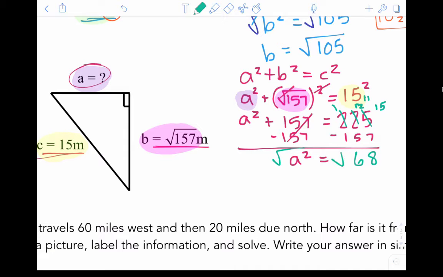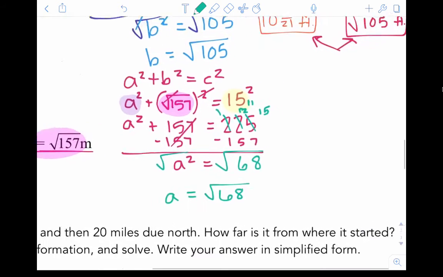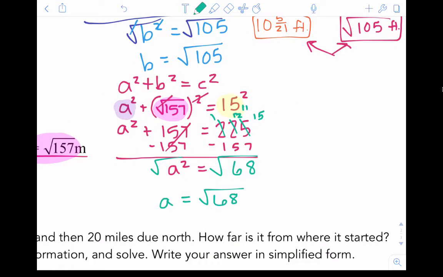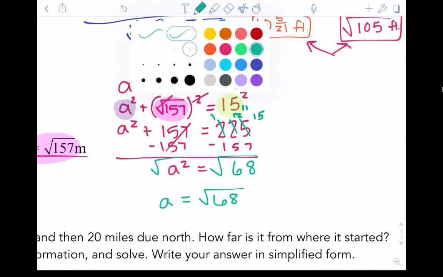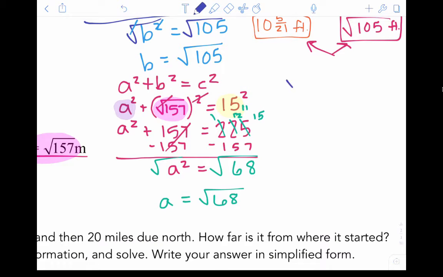Now I'm going to take the square root of both sides to figure out what a is. And so a is equal to square root of 68. And I don't know what square root of 68 is yet. So now I need to come over and I need to estimate my answer. So to estimate it, I'm going to start with square root of 68. Well, I know that that's between square root of 64 and square root of 81. Square root of 64 is 8. Square root of 81 is 9. So that means that this number is between 8 and 9.